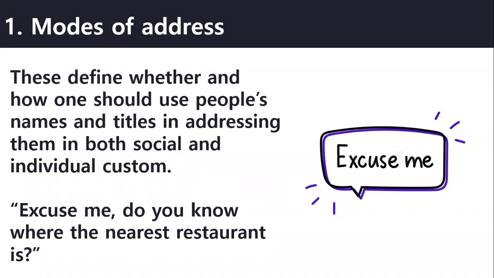The way you address a friend, for example, is not the same way you address a professor or a teacher or a doctor. So, we have no modes of address when talking to a stranger. The polite use of expressions such as "excuse me" before asking anything is enough. As we have in the example, "Excuse me, do you know where the nearest restaurant is?"